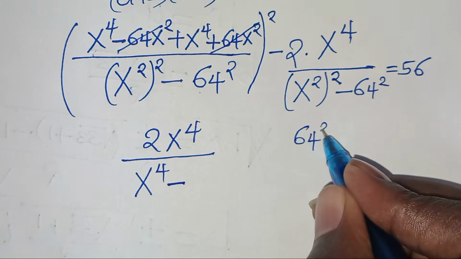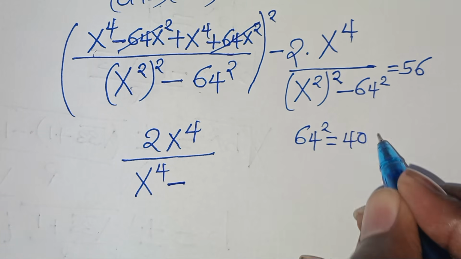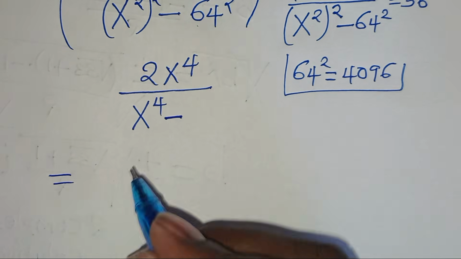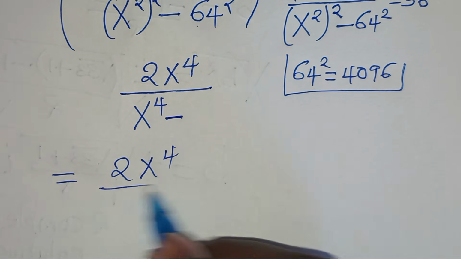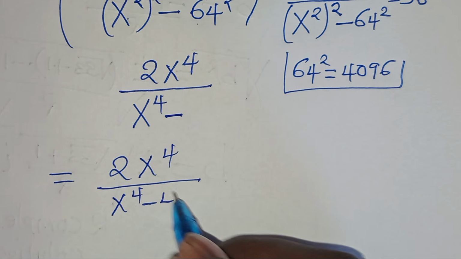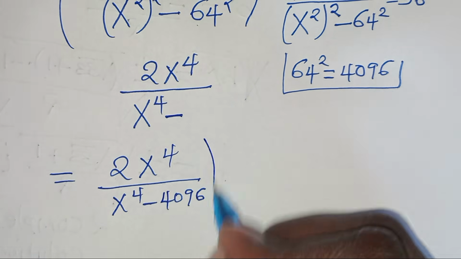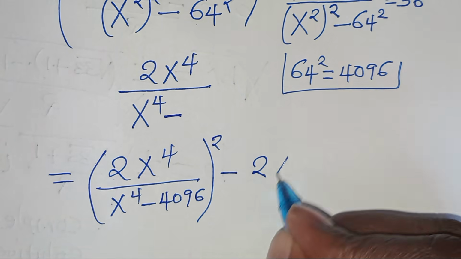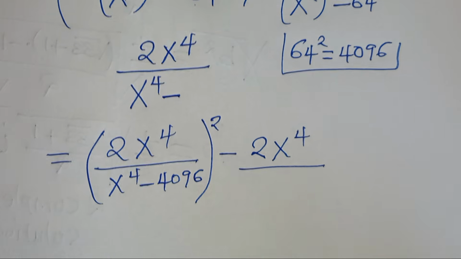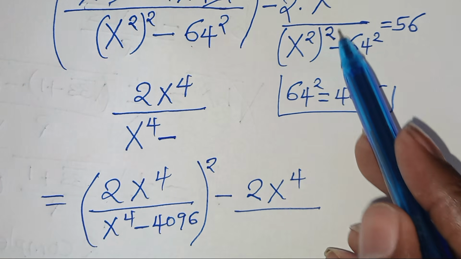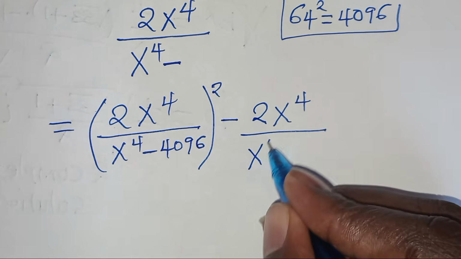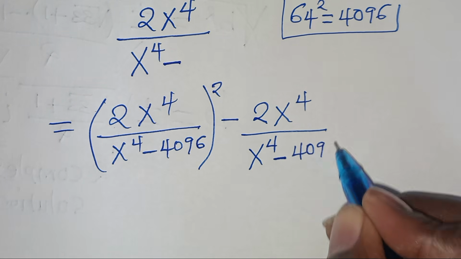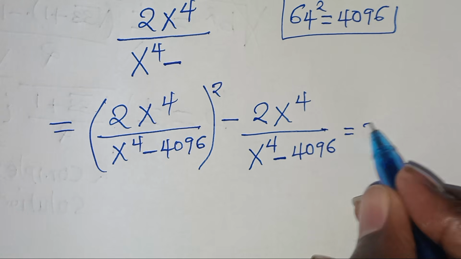64 squared, this is the same thing as 4096. So now we have 2x to the power of 4 divided by x to the power of 4 minus 4096. Everything here raised to the power of 2, subtract 2, x to the power of 4 divided by x to the power of 2 raised to the power of 2 here. This becomes x to the power of 4, subtract 64 squared, which is 4096. This is equal to 56.